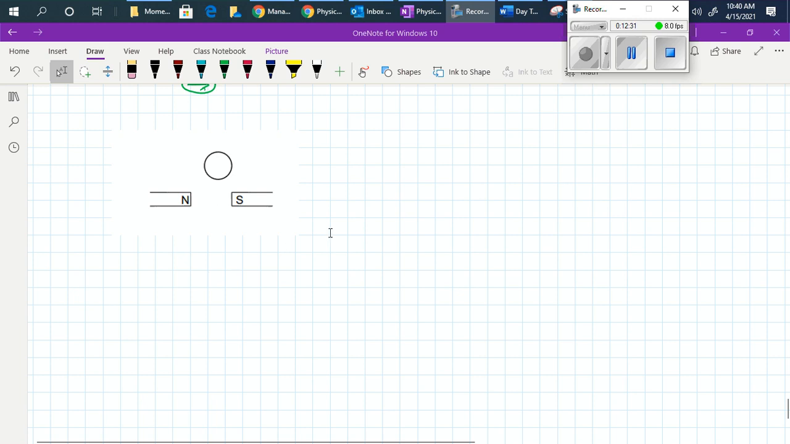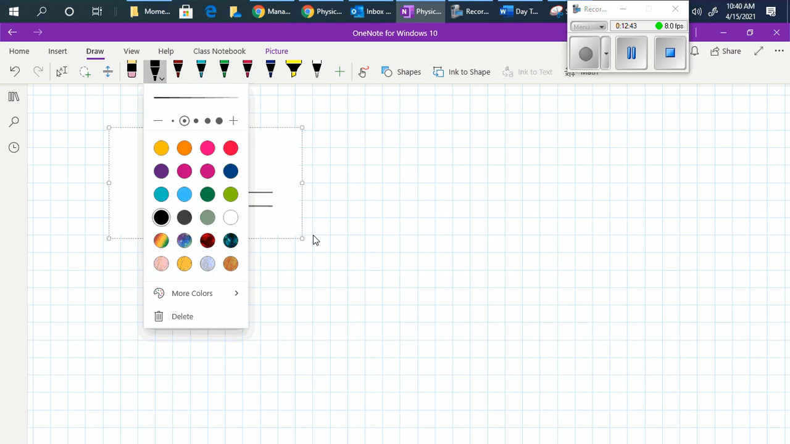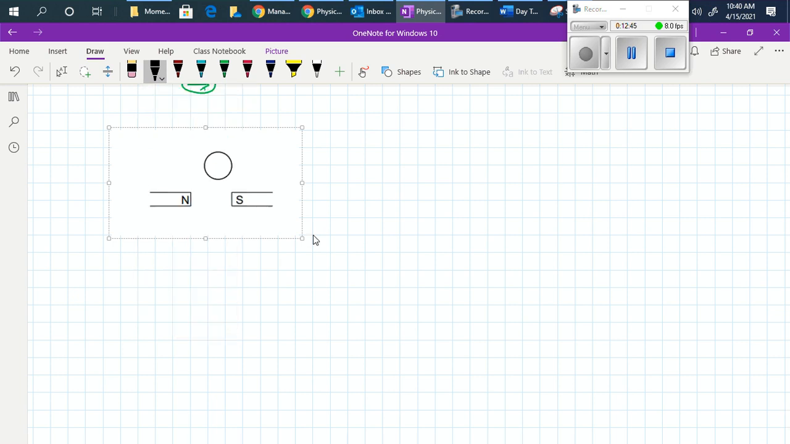Okay, let's bring up another one. So now we have two opposite poles, which we know will attract each other. However, the magnetic field will again leave north and go to south. It will be something like this.